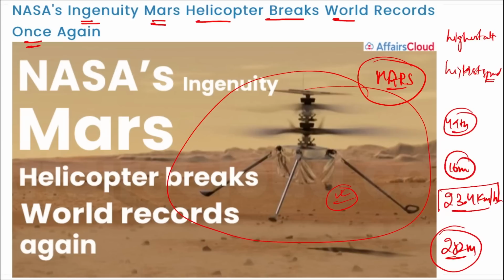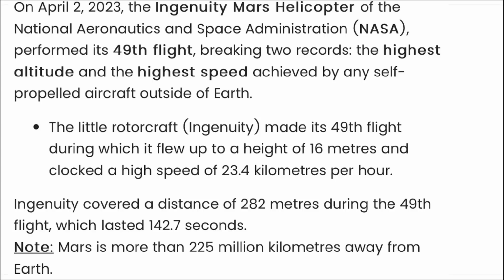Right? So remember, Ingenuity is a part of the Perseverance rover, a tiny solar powered helicopter that is used to do various research and to send images of different parts of Mars back to Earth. The reason this helicopter is able to do all such things is because the gravity on Mars is less compared to that of the Earth, so the amount of energy it requires to lift off and hover in the air is less, and that is the reason it recently clocked a highest altitude and highest speed of 16 meters and 23.4 kilometers per hour. And this was its 49th flight, do remember that also.